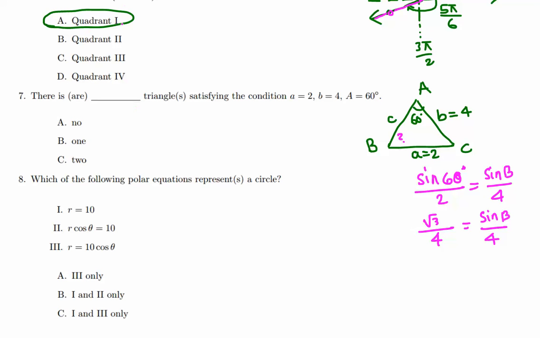Now we can cross multiply and try to solve for B. In fact the 4s from the bottoms cancel. When we cross multiply we get sine B equals √3, which is about 1.732. Now we are getting an angle B whose sine is bigger than 1. As we know, the sine of any angle is always between -1 and 1, but this is bigger than 1. That means there is no angle B, and no angle B means there is no triangle satisfying this.